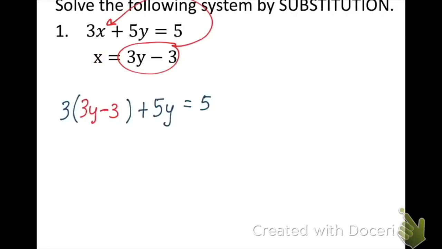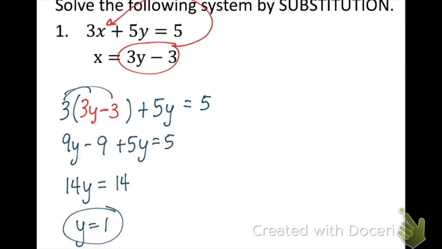So here we have rewritten the top equation, but instead of putting an x, we plugged in 3y minus 3. Go ahead and solve this equation by distributing your 3 and solving all the way for y. After you solve for y, you should get 1.